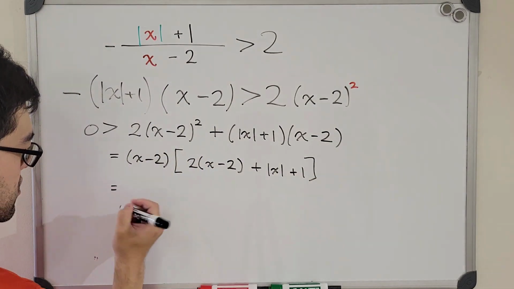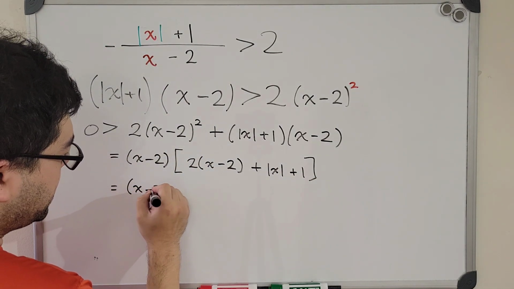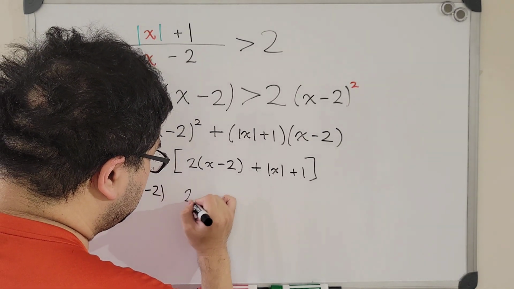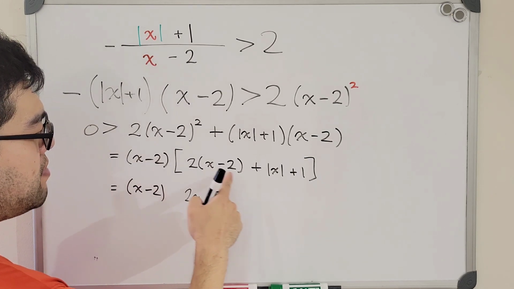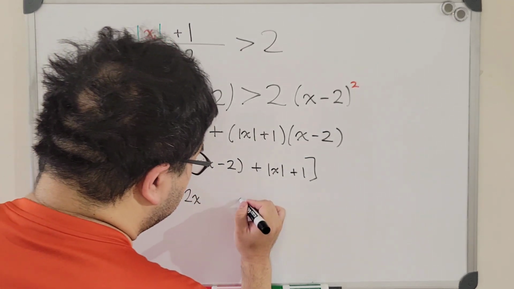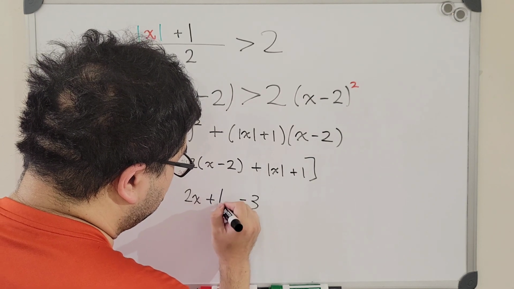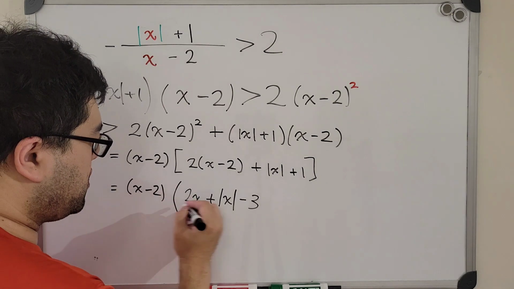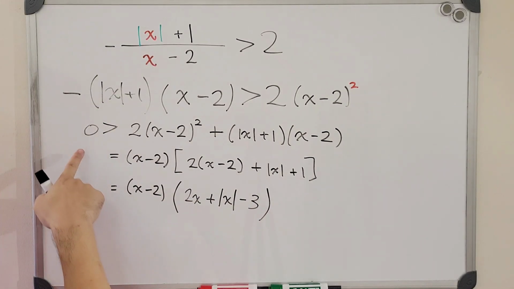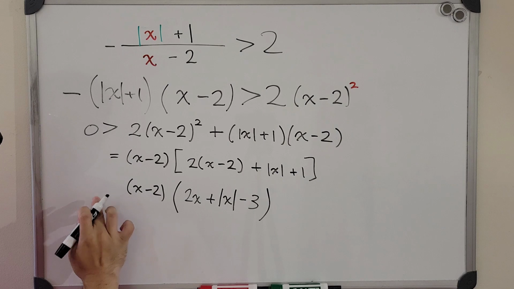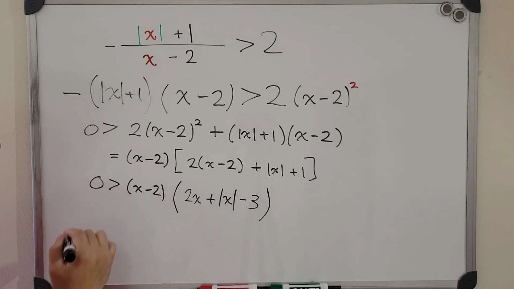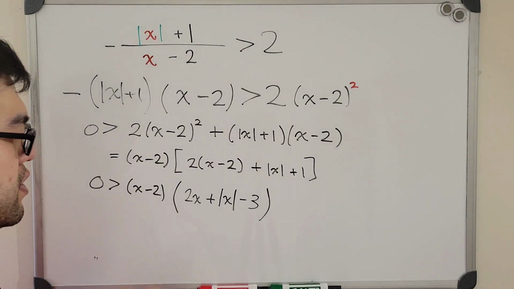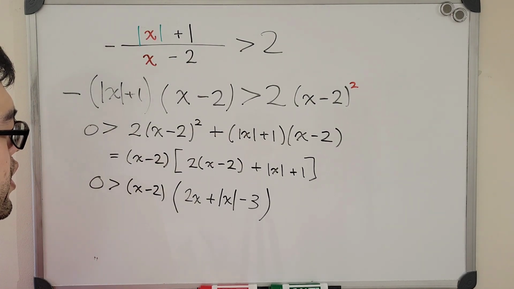Good. So now we can simplify everything inside the bracket to give us 2x minus 2 times 2, which is 4, plus 1, which is minus 3. And then we have plus absolute value of x. Good. So we just have the right hand side is less than the left hand side, which is 0. And now we just need to solve this inequality. Okay, so what can we do?